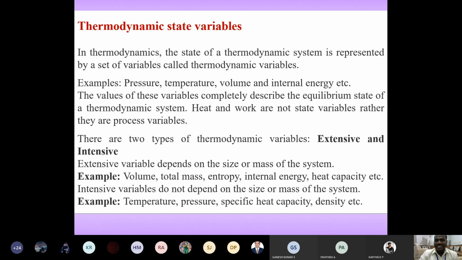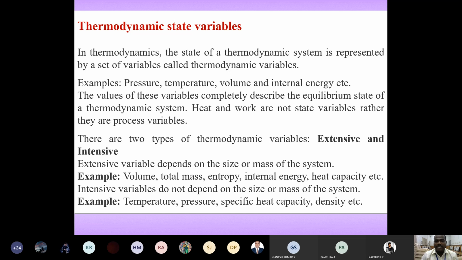So there are two types of thermodynamic variables. One is extensive and another one is intensive. So we have extensive variables, and we also have intensive variables. How can we define them? Extensive variables depend on the size or mass of the system. So if a property depends on the size or mass of the system, we can say that it is an extensive variable.